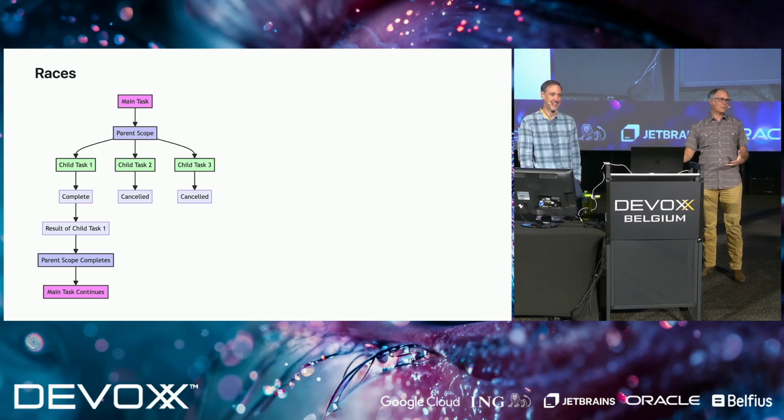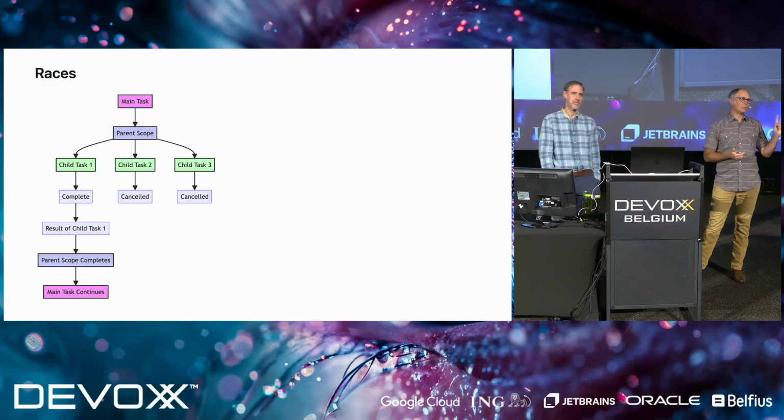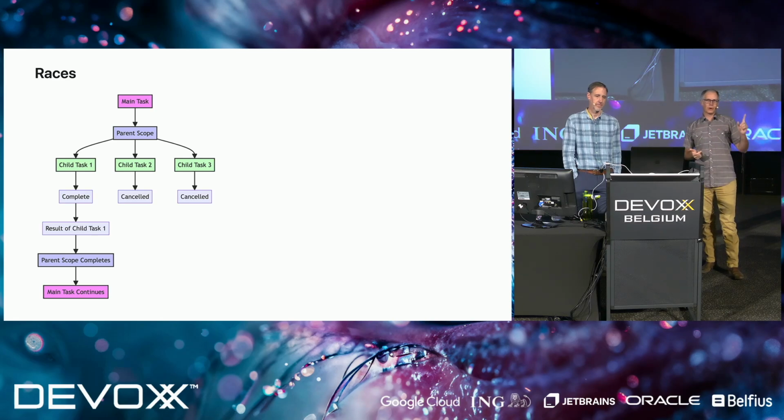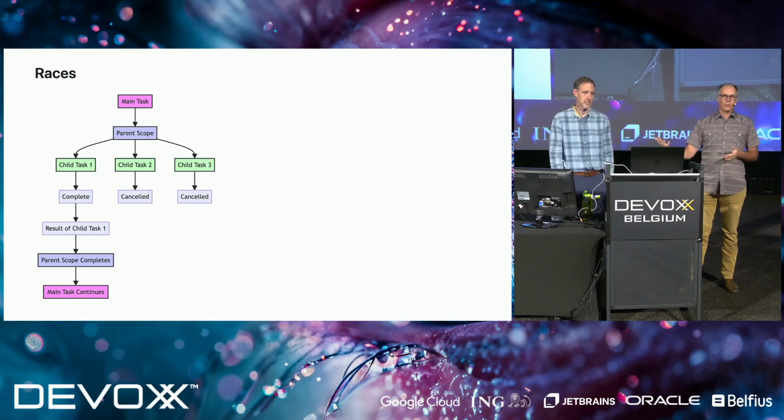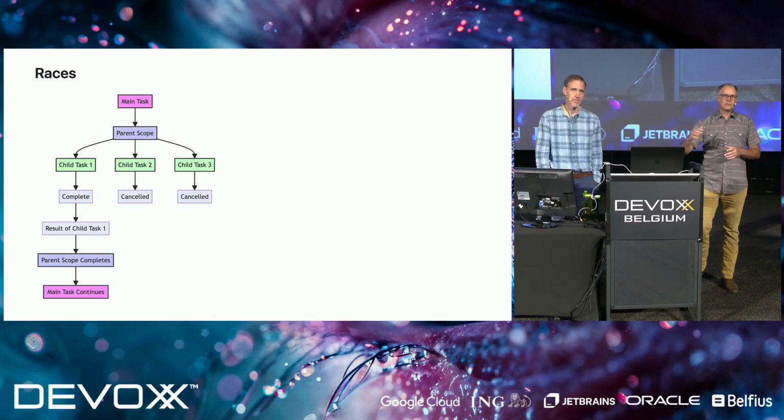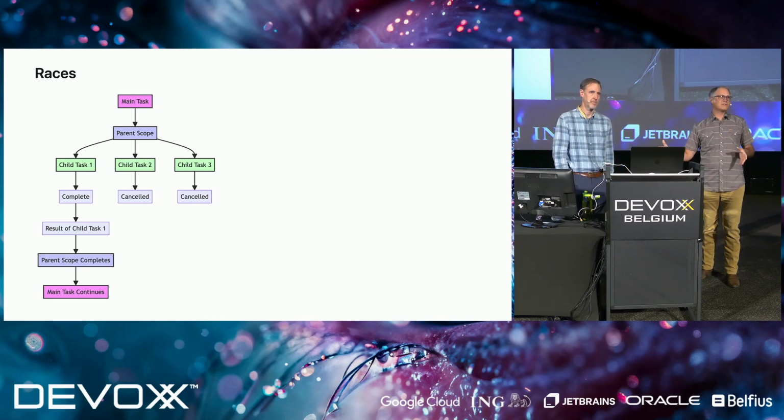So with the race, we're doing that fan out, but then on the fan in part, as soon as one task completes successfully, that's when we consider the structured concurrency scope to be completed and return the result back. So that's our race. Cancellation is an important piece of that because in a race, once we've gotten our result, it would be wasteful to let the other processes continue running.